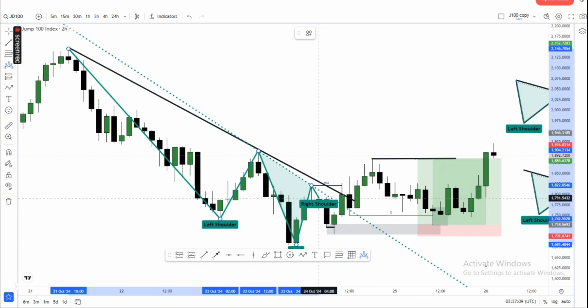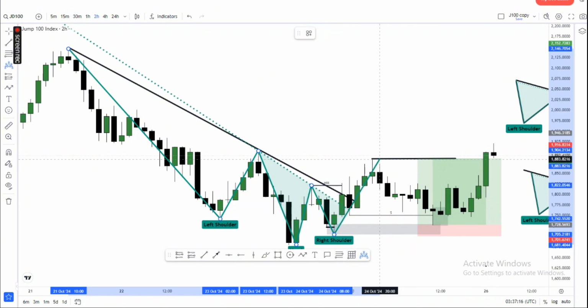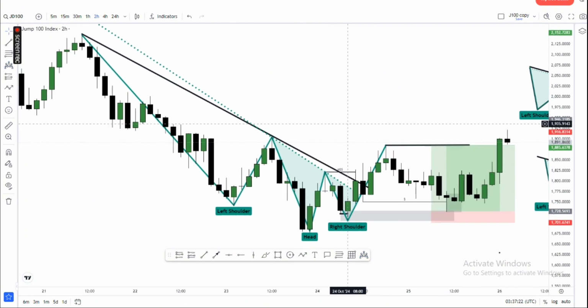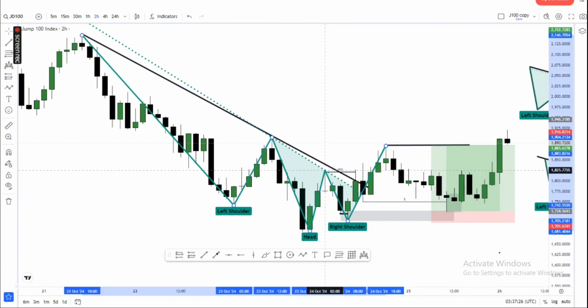But see what price did. Price did come right here and gave us a failure to swing below this right here, and instantly, guys, we got what? A breakout, and this right here gives us our beautiful pattern. Let's spot our pattern very well.